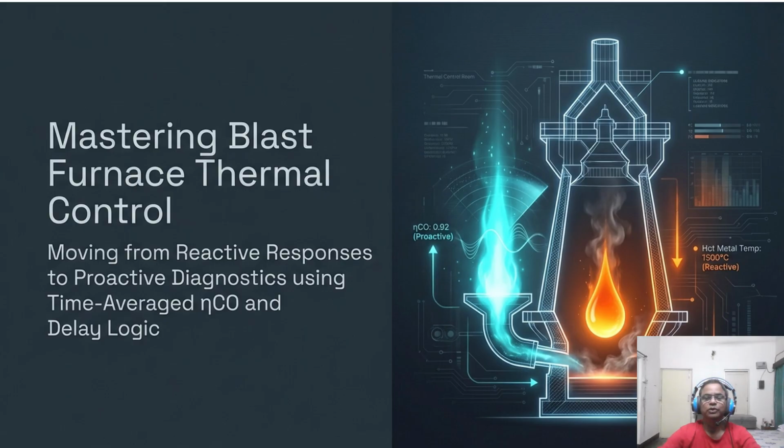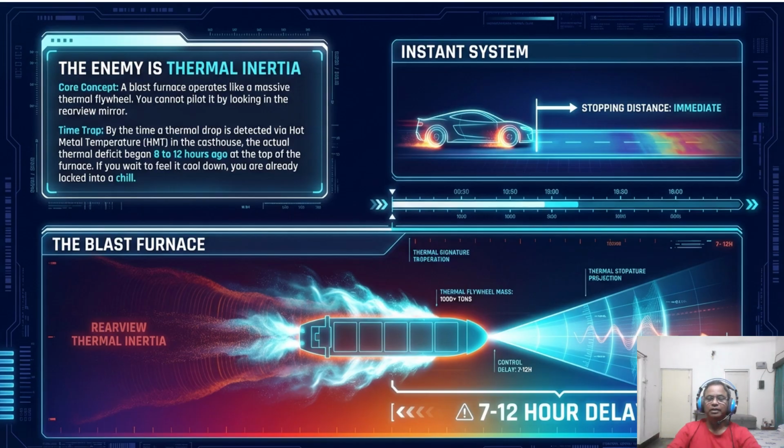Coming to our next slide, the enemy we face every day is thermal inertia. Think of a blast furnace not as a simple heater but as a massive thermal flywheel. You cannot pilot it by looking at the rear view mirror.